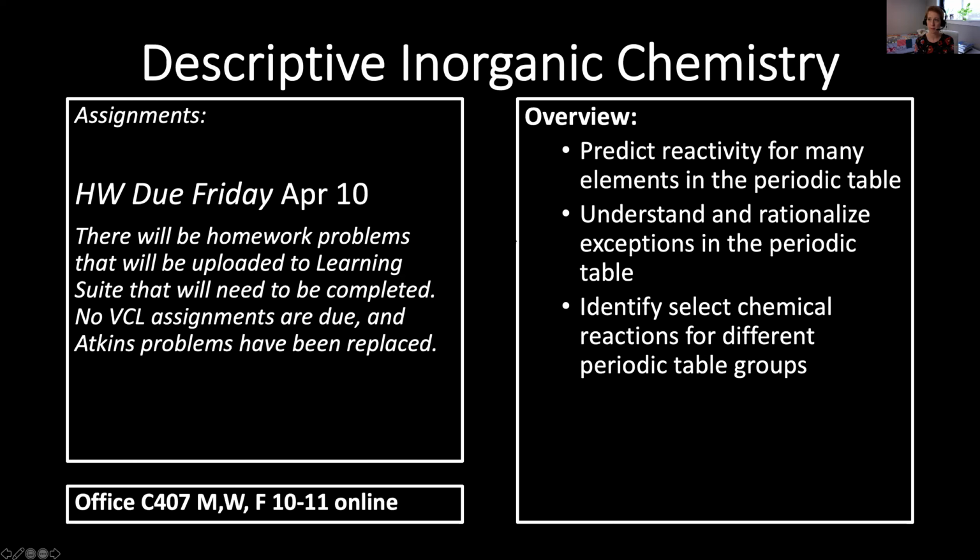So the assignments for this chapter used to be 10 virtual chemistry lab assignments. Because half the class doesn't have access to virtual chem lab, we have replaced those with some book problems. And the Sapling still exists, but the homework problems that used to be online have been replaced. Those will be uploaded to Learning Suite by the time you are working on them.